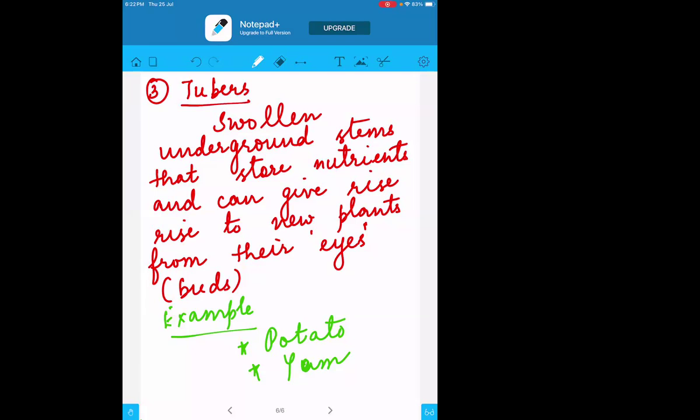But in the case of banana, ma'am, we have to cut a part of it and then we have to grow it. And we have to maintain the appropriate conditions, the climate and all those things.